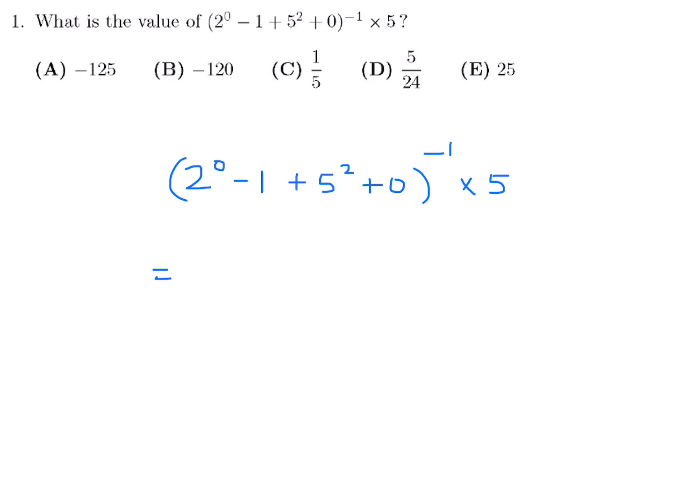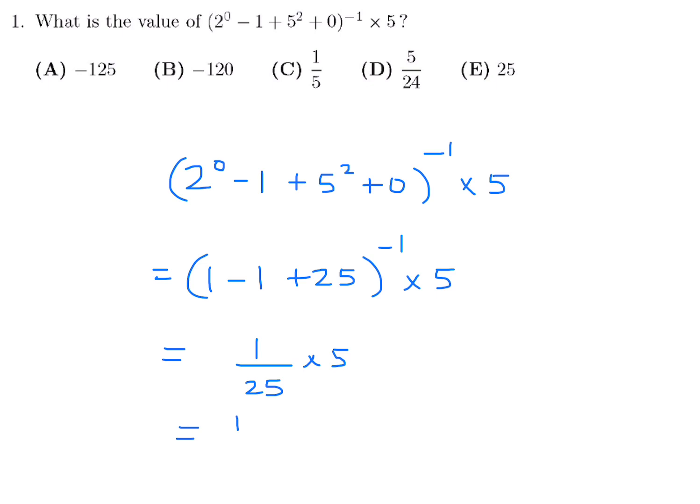2 to the power of 0 is 1, minus 1. Then we have a 25, and the 0 doesn't add anything. To the negative 1 times 5. The 1 minus 1 cancels, so you get just 25 to the negative 1, but that's just 1 over 25. And then times this by 5. So 5 over 25 in lowest terms is 1 over 5. So number 1, the answer is C.